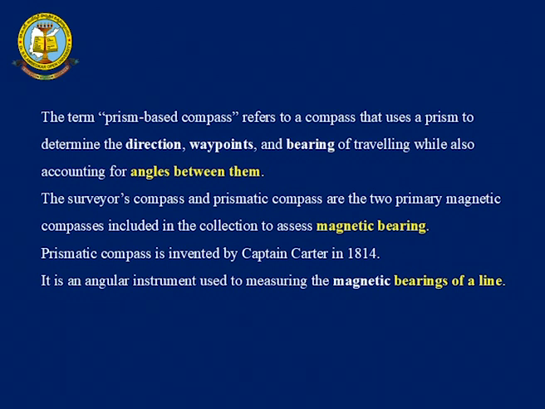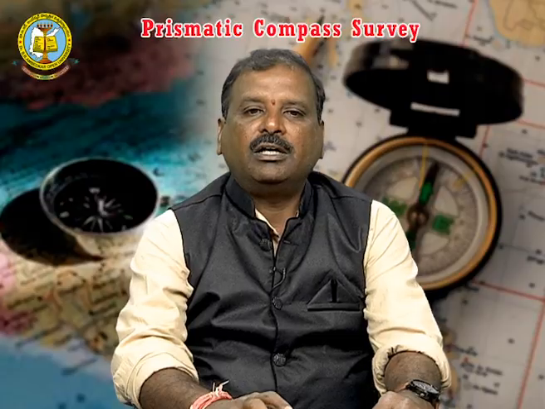In prismatic compass survey and the surveyor compass, the prime thing is that two primary magnetic compasses are included in the collection to assess the magnetic bearing. This prismatic compass was invented by Captain Carter in 1814, and it is mainly useful as an angular instrument used for measuring the magnetic bearing of a line. Now you see this slide.